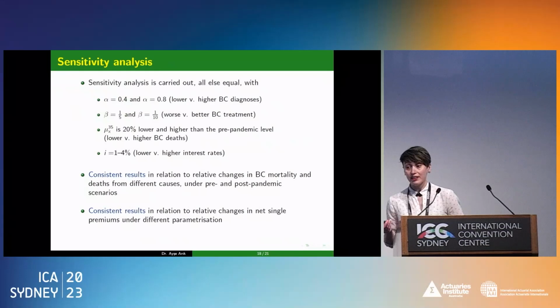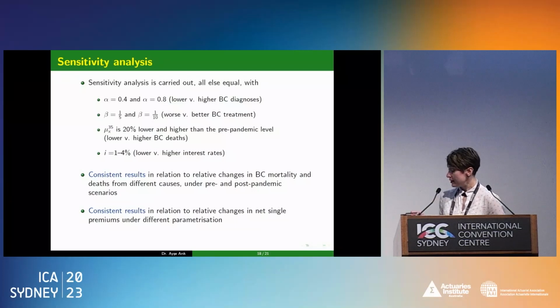So we have carried out an extensive sensitivity analysis by changing our parameterization. This included change in breast cancer diagnosis, an alpha parameter associated with lower and higher breast cancer diagnosis. We also chose a beta parameter that is associated with worse or better breast cancer treatment. We changed the level of breast cancer mortality and also the interest rates to see how results changed overall. The results remained consistent in the sense of making relative comparisons. However, of course, the modeling is sensitive in terms of alpha and beta parameter choices.